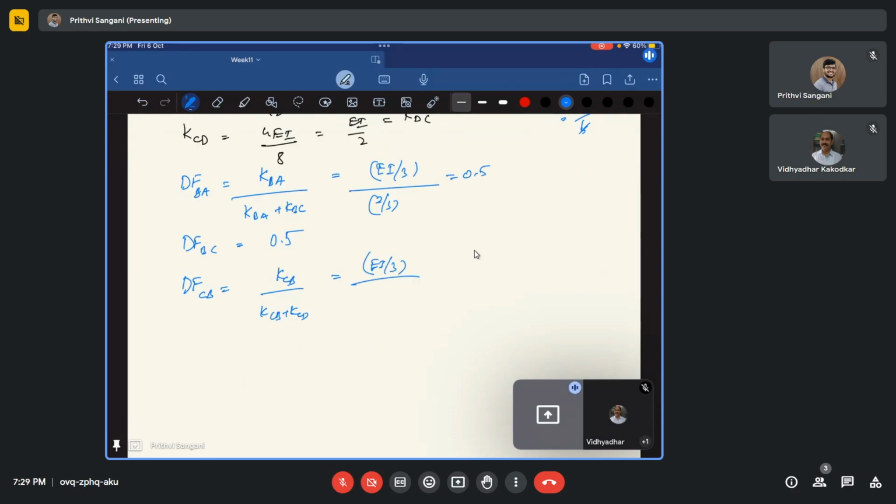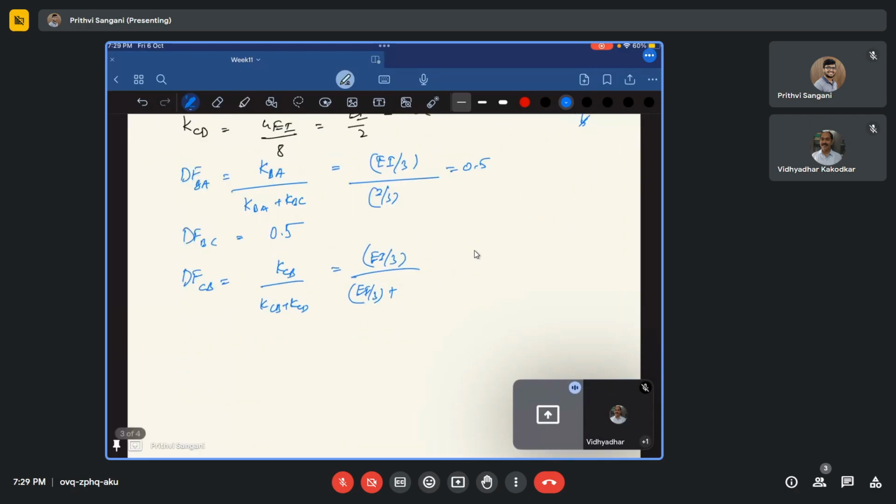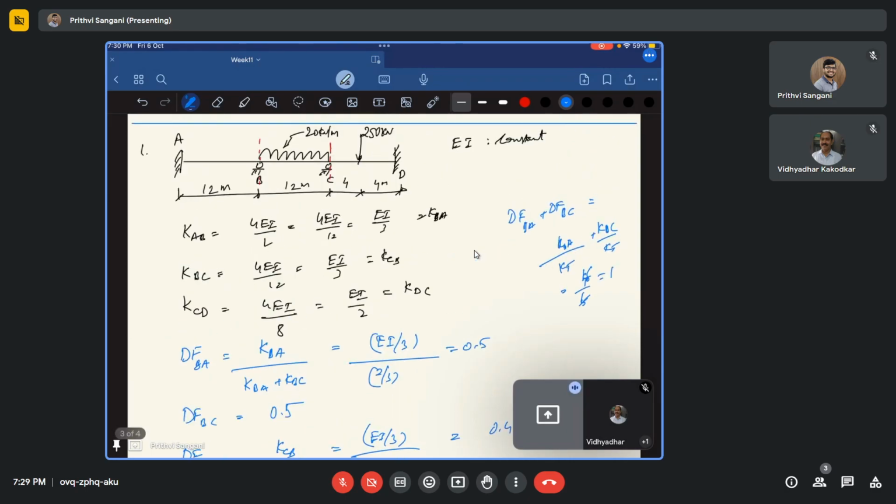And KCB is EI by 3 again. KCB is also EI by 3. It's EI by 2. So EI by 2. So how much is this going to be? 1 by 2, 0.33, 0.5. I think this should be 0.1 by 3 by 1 by 3 plus 1 by 0.4. Okay, this is 40%. So KF, what is the other one?